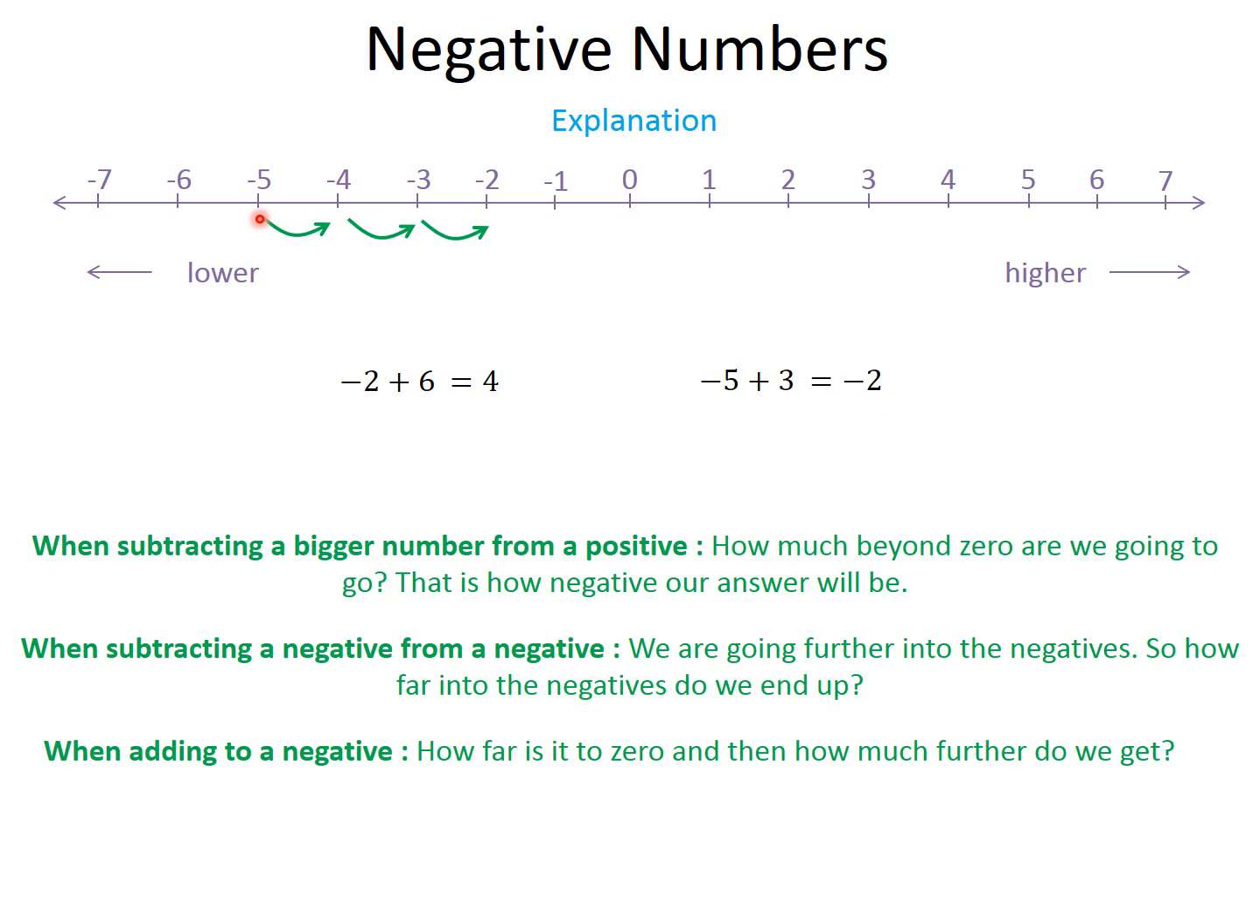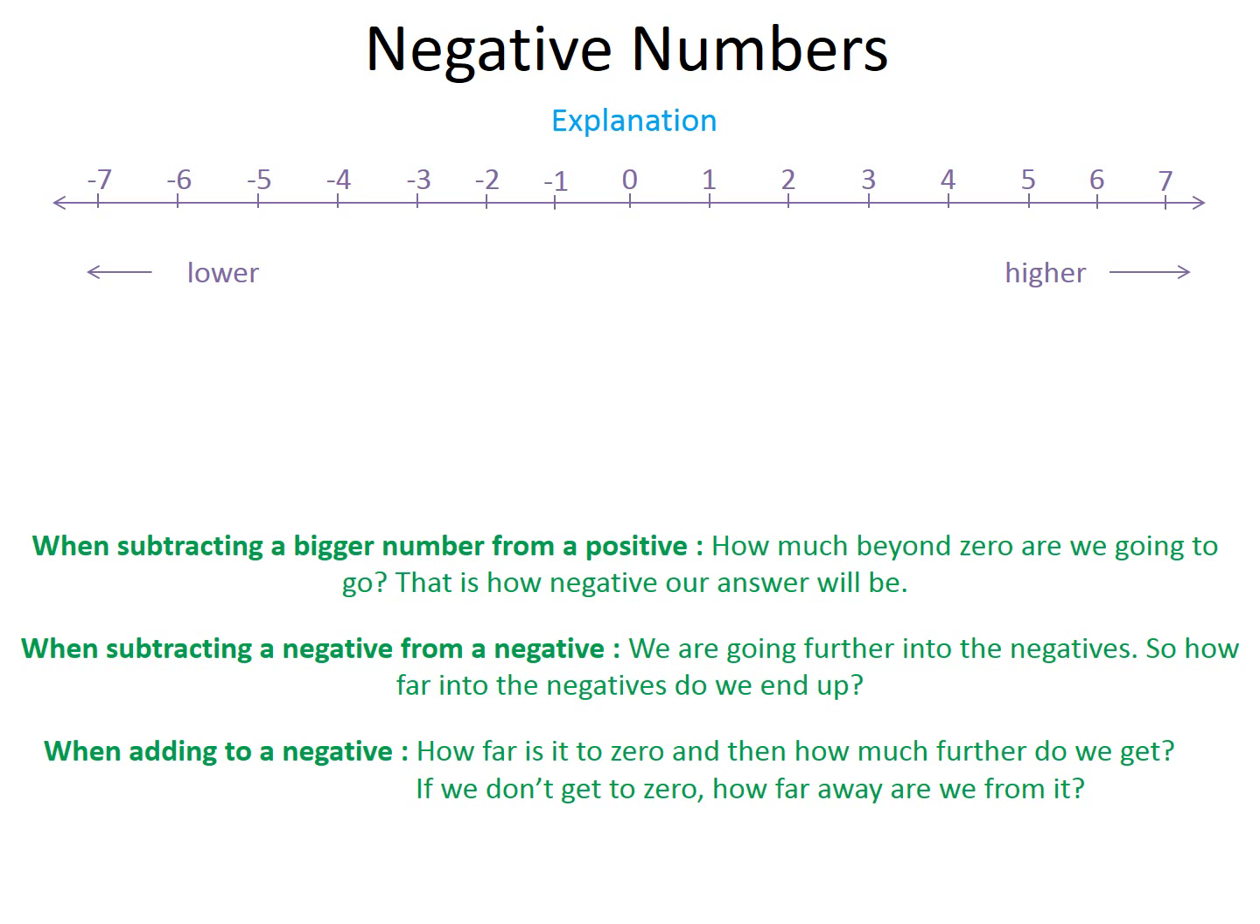So I'm down here at -5, and I'm this far away from 0. I'm using up 3 of them, and so that's why I end up at -2. So if we don't get to the 0, we're really just working out how far away from the 0 we still are at that point.